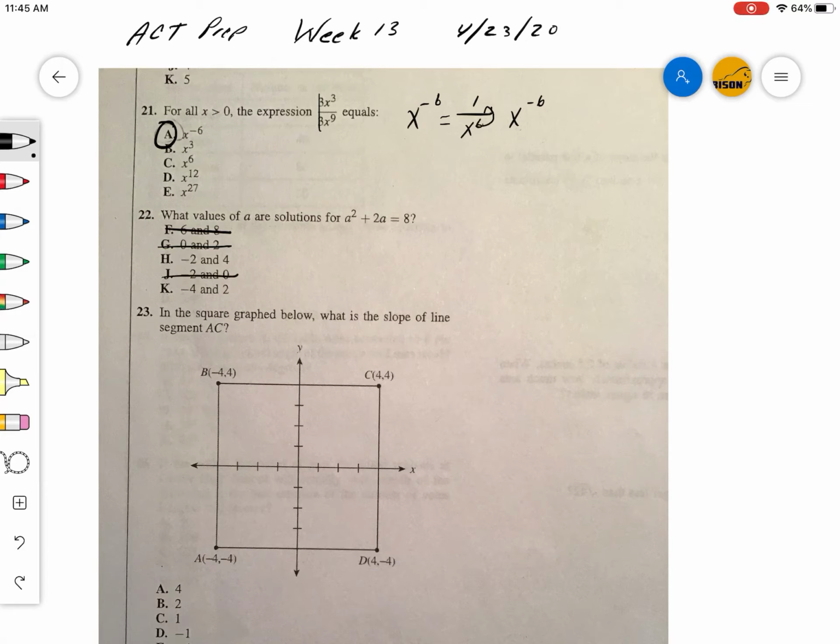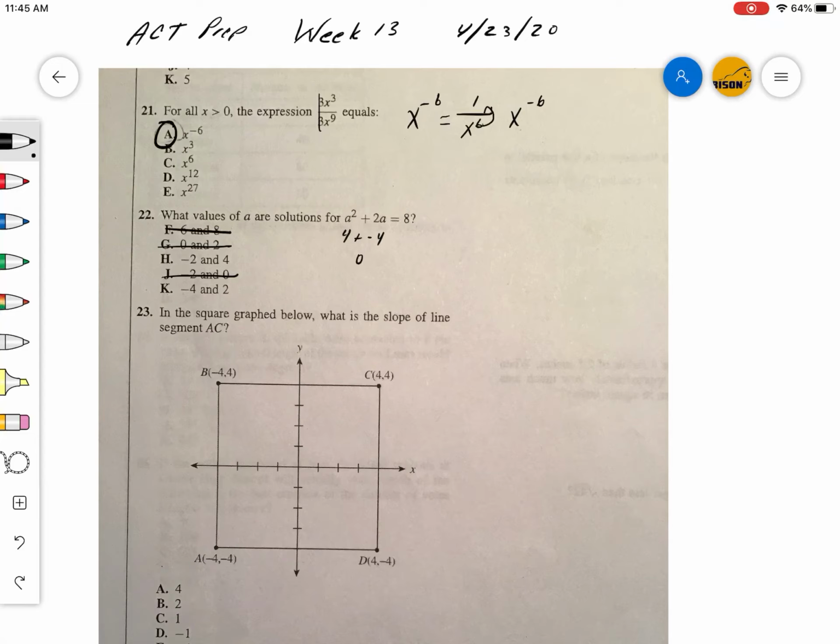Okay, since G's not an option, J's also not an option, if you notice, because J has 0 in it also, and we just proved that 0 didn't work. All right, so now we've got H and K left. Let's try H. So negative 2 squared would be 4, and then plus negative 2 times 2, which would be negative 4. So this would give me 4 plus negative 4, which I think would be 0 and not 8. All right, so H doesn't work.